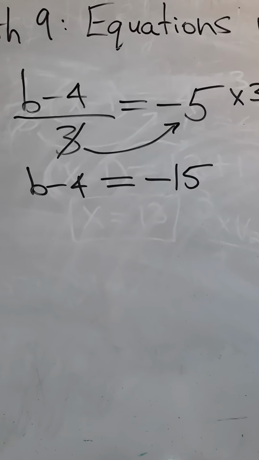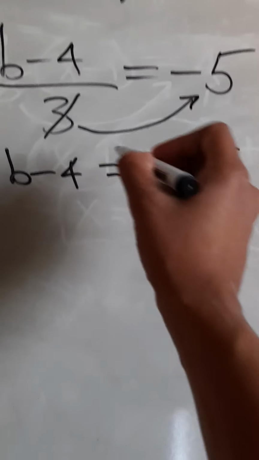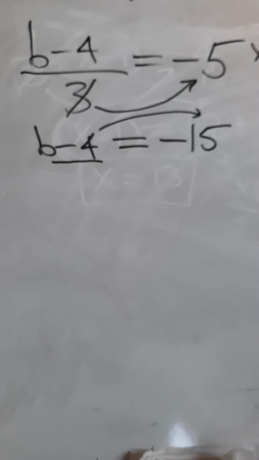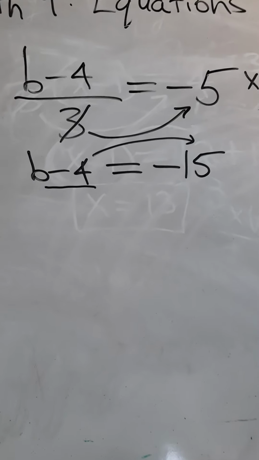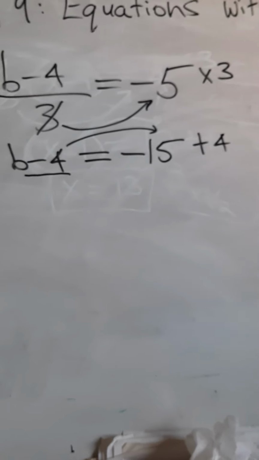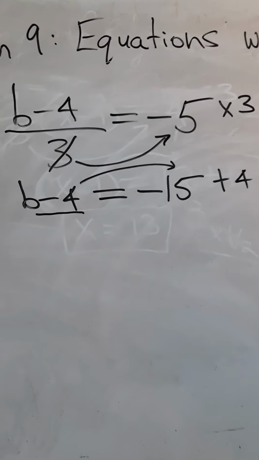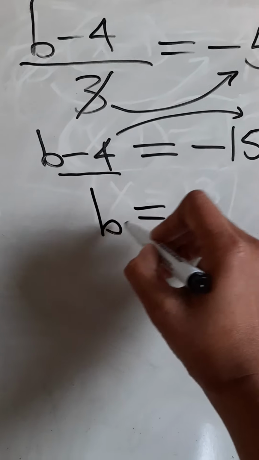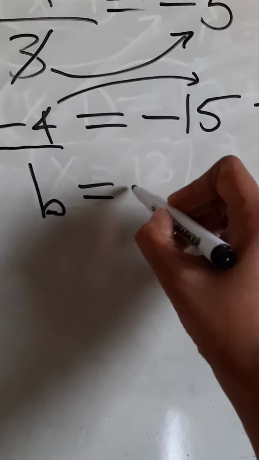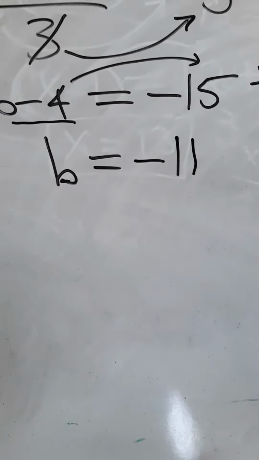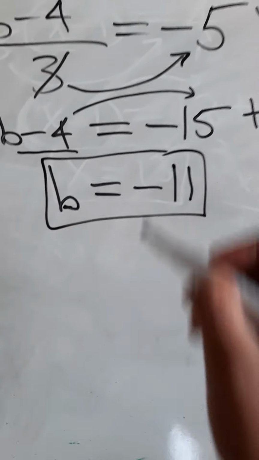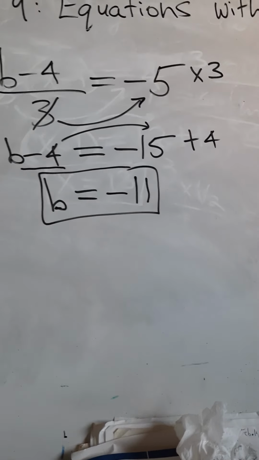Okay? And in the next step, I'm going to take this negative 4 to the other side. So again, make sure you are taking the sign that's in front of the variable or in front of the number. And on the opposite side, it's going to be plus 4, okay? And then you could just solve for the value of b because I took the negative 4 over. This is negative 11. Okay, and this is my value for b. It's equal to negative 11. Make sure you are watching the signs here.